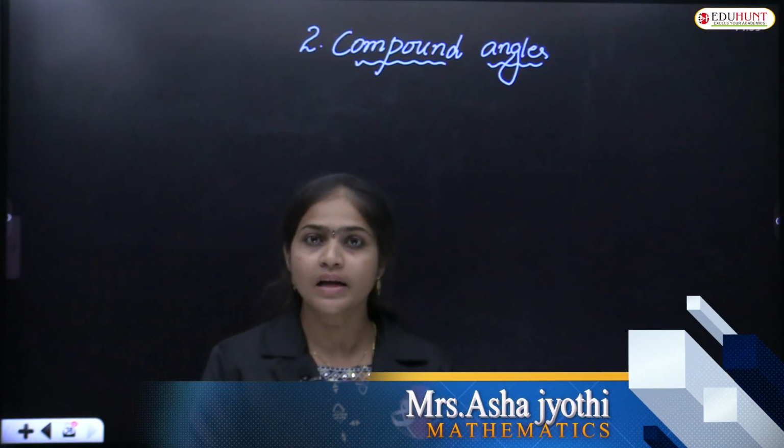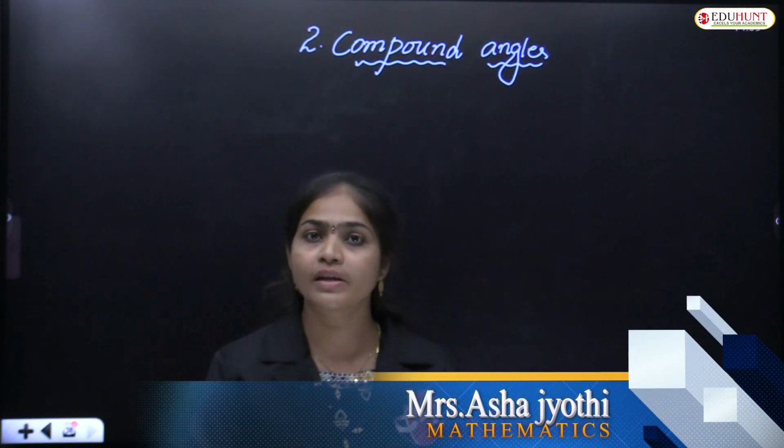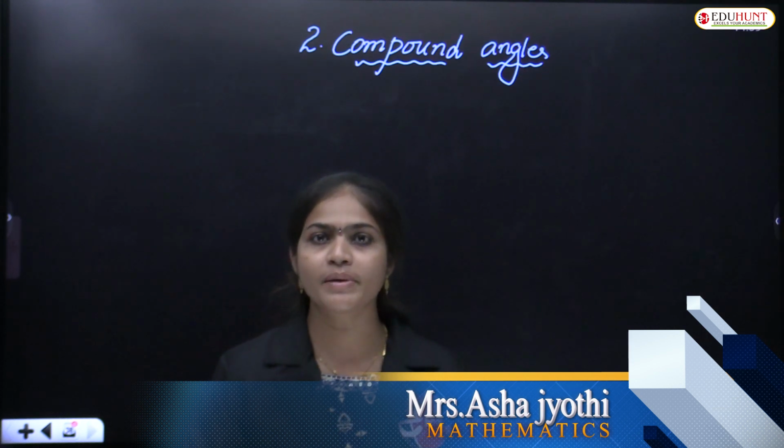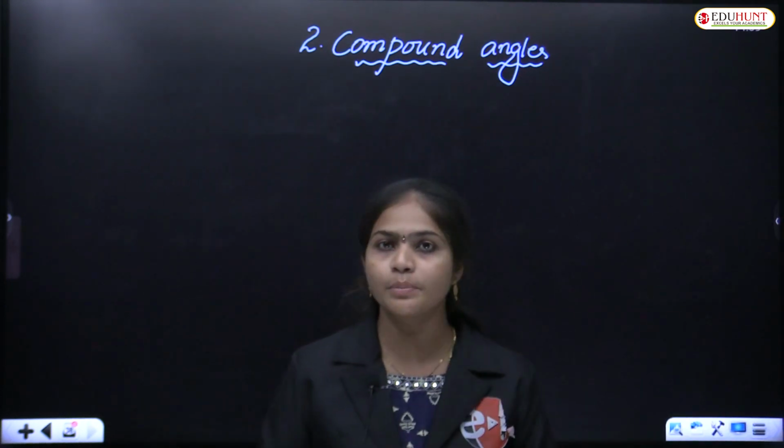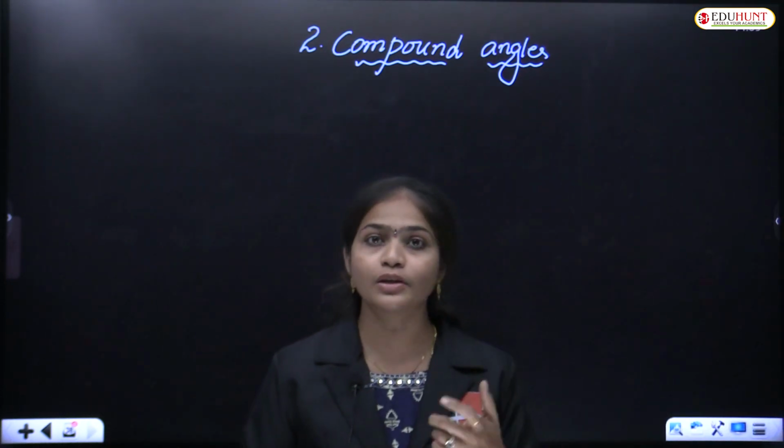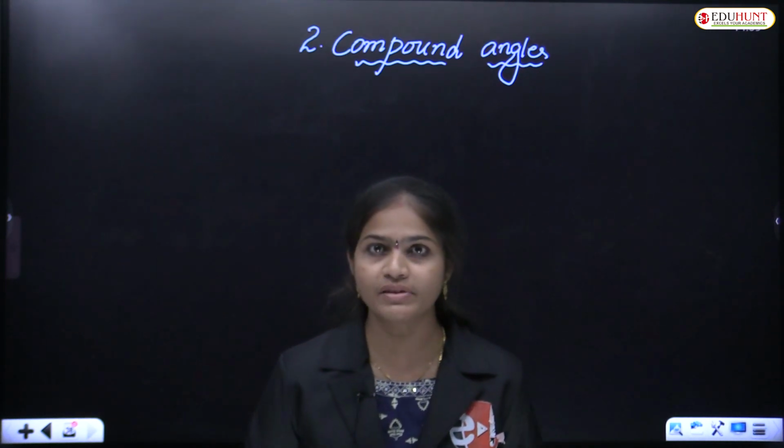Hi children, in the previous video we discussed how to prove that cos of a minus b or cos of a plus b is equal to cos a cos b minus sin a sin b. How we got that proof? How we got that formula? The total derivation we discussed in that previous video, no?